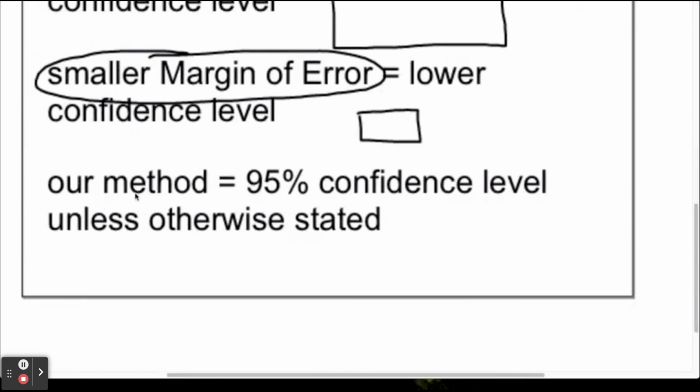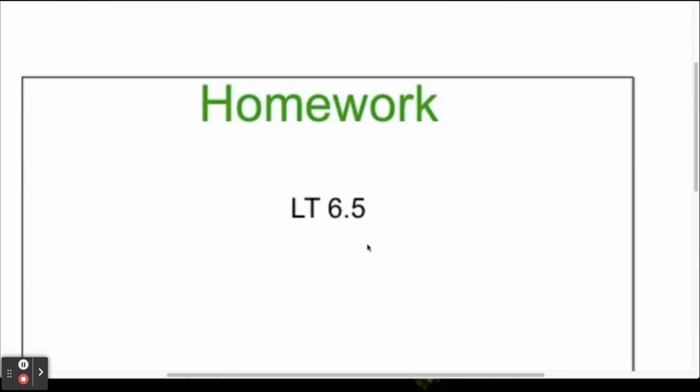So again, there are different methods to calculate this, but the method that we use will give us a 95% confidence level unless it is otherwise stated. Again, I'm not going to make you calculate it for our class, but if it's stated in the directions that the confidence level is different, then of course just use that confidence level. Okay. And so that's 6.5.